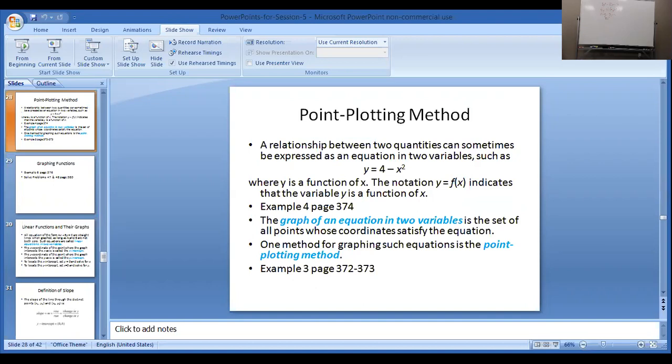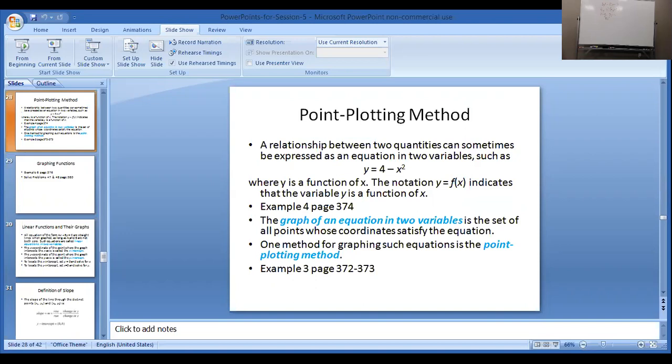Example 4, for example, for A, it says f of 4, where f of x is equal to 2x plus 3. What does it say? It means for this function, find the value for y when x is 4. So you just plug in 4 instead of x, and you find the value is 11. Okay? 4 times 2 is 8, plus 3 is 11. Very simple, basically.